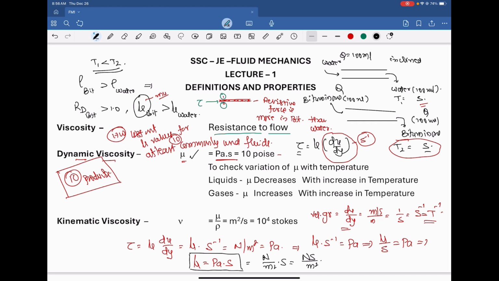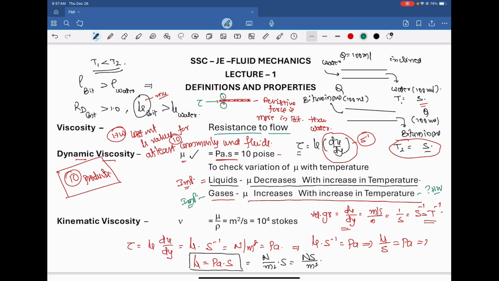What happens to the viscosity of the bituminous? Viscosity means resistance to flow. Resistance to flow will be decreased. That means keep bituminous in mind. For liquids, mu decreases with increase in temperature. Very, very important conclusion. Whereas in case of gases, mu increases with increase in temperature. It's also a very, very important conclusion. Why it is so for these two conclusions is your homework.